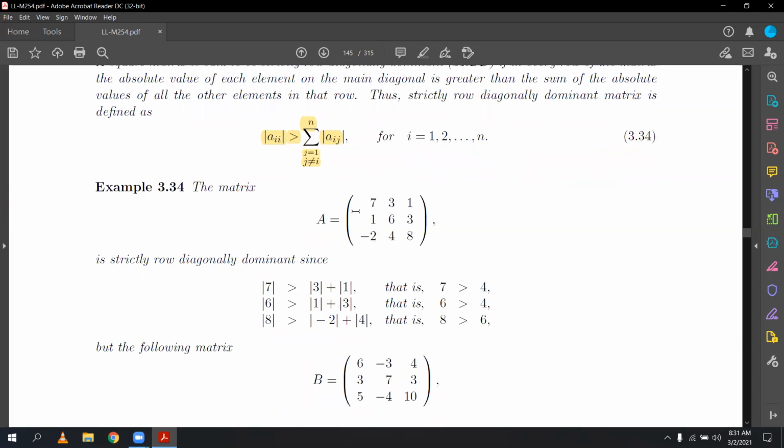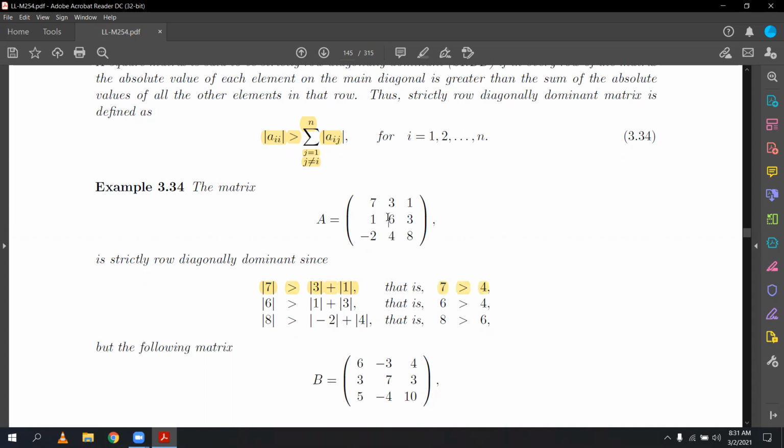For example, what does this mean? It means 7 must be bigger than the sum of the 3 and 1. We don't care about negative because we consider it in the absolute sense. So this is true. 7 is bigger than the sum of the other elements of that row, which is true. 7 is bigger than 4.